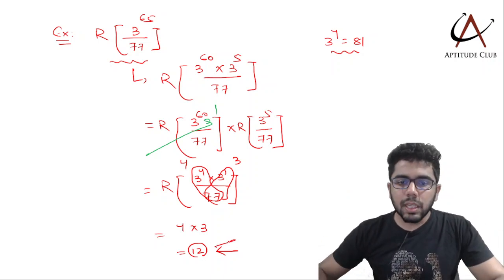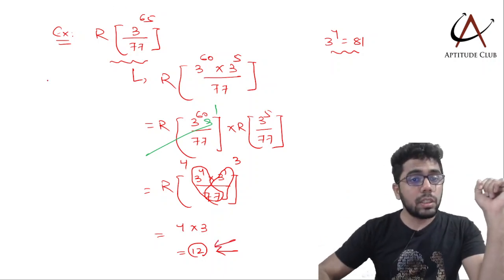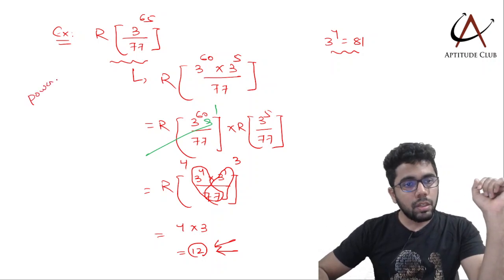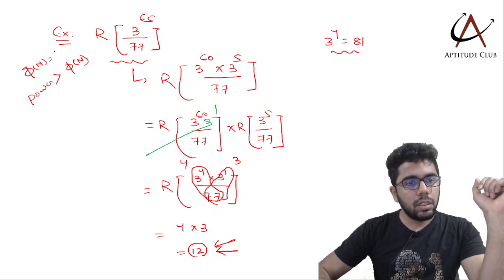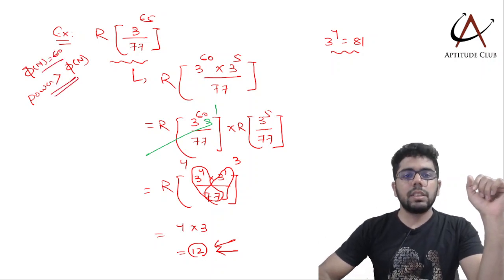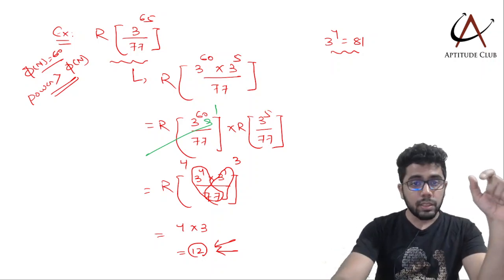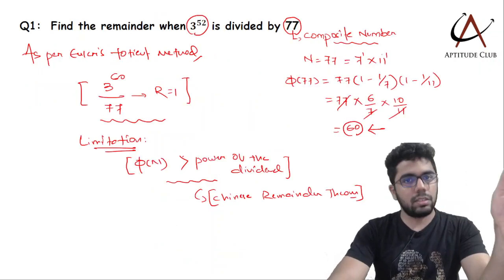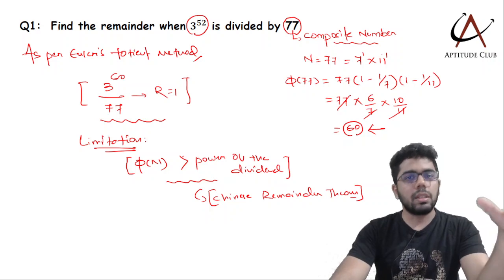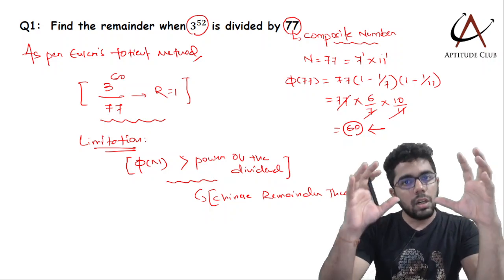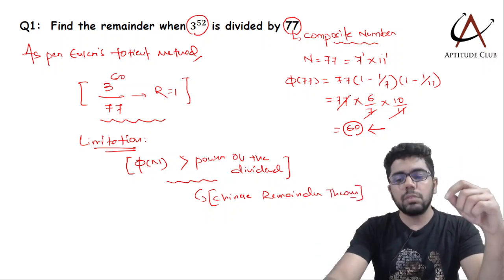तो यहाँ पे देखो easily answer आ गया. Why? Because the power here is greater than phi n. Because phi n यहाँ पे अपना 60 था, तो power जब greater than phi n है, 65 या 75 so on, you can solve it in this way. But like this question where the power is less, तब कैसे solve करें? Euler's can't be used in that case. I hope you got the logic that क्यों Chinese remainder theorem use होता है.